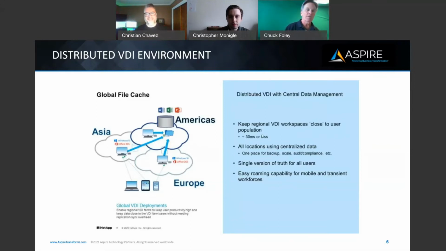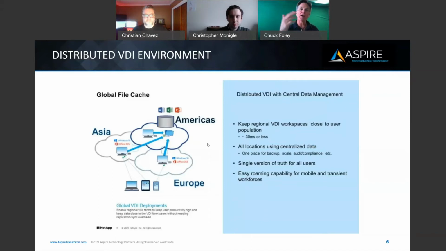One of the technologies that we apply to this problem is one you note on the screen called Global File Cache. Global File Cache allows multiple distributed workspaces from around the world to use a single instance of shared storage. So maybe that's Azure NetApp Files running in US East. Global File Cache is a small software footprint that sits in each workspace around the world, so Frankfurt, Singapore, Brazil, London, and it caches locally any data that is often used by that user population, as well as holding the metadata for the entire shared store.